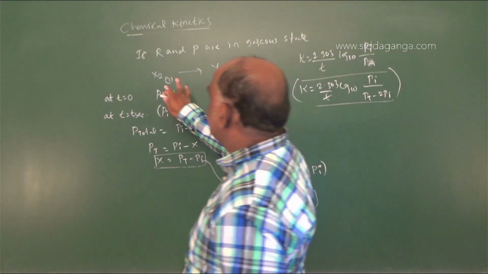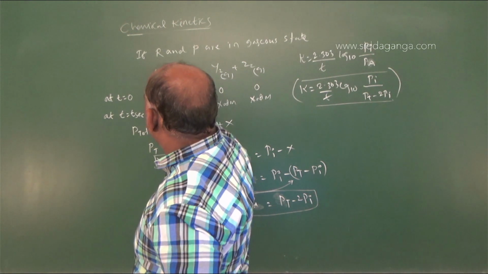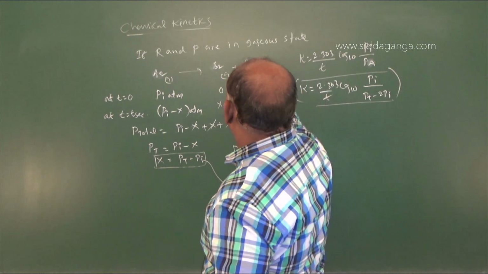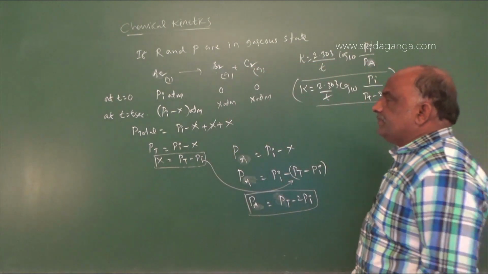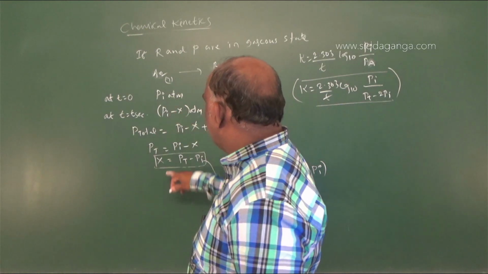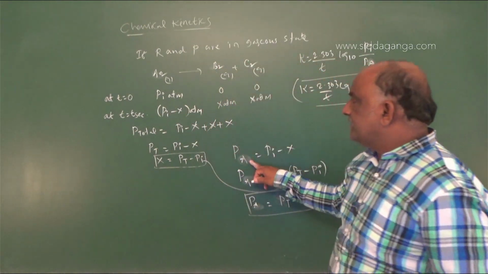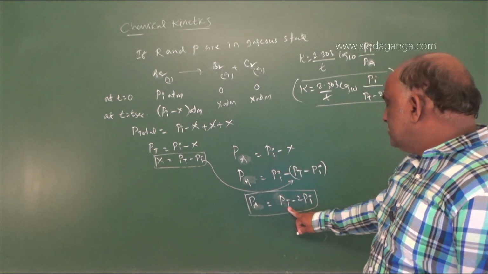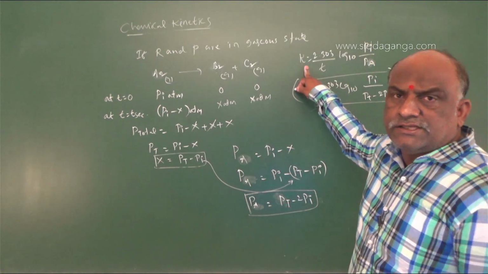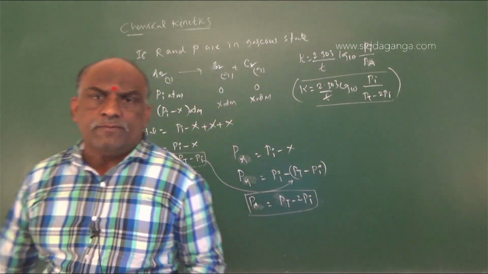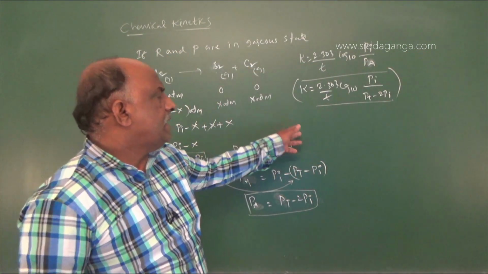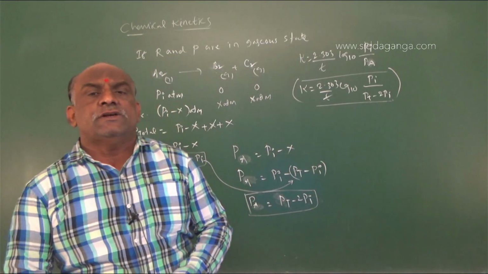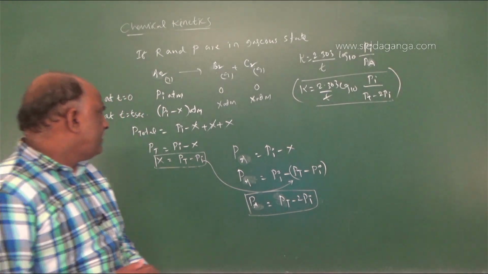So to avoid this confusion, you make it A2. A2 gives rise to B2 plus C2, which is very good. Then the partial pressure of A is Pi minus x, which is equal to P total minus 2Pi. Then the formula is K is equal to 2.303 by t log base 10 Pi by Pa, where Pa is equal to Pt minus 2Pi. Clear? This is a formula, my dear students. Make a note. This is very, very important.